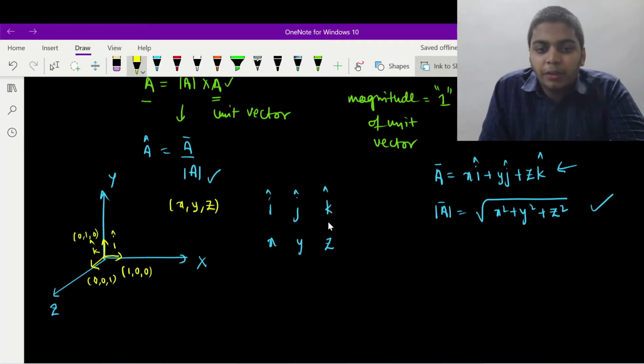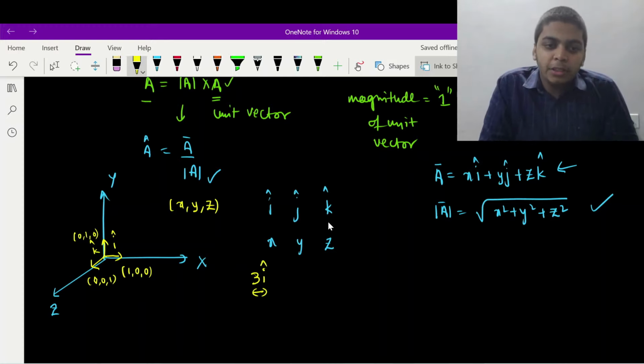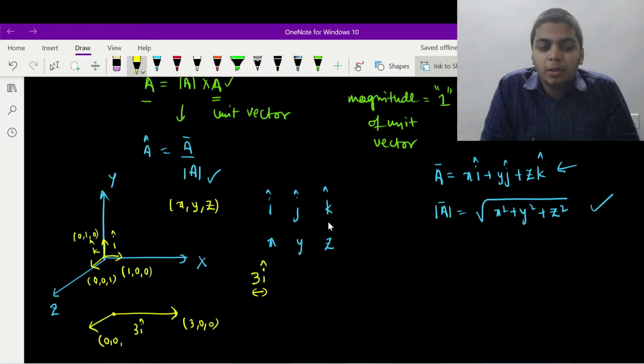So if I say 3 i cap, so 3 is multiplied to i cap, right? So 3 units of i cap means there is a vector which is starting from origin to 3 comma 0 comma 0, and this is nothing but 3 i cap. Any vector starting from origin along the z-axis, and if it is moving to 0 comma 0 comma 2, then this is nothing but 2 k cap. So a combination of such vectors will obtain any vector like xi cap plus yj cap plus zk cap.